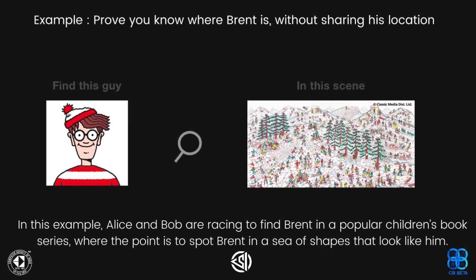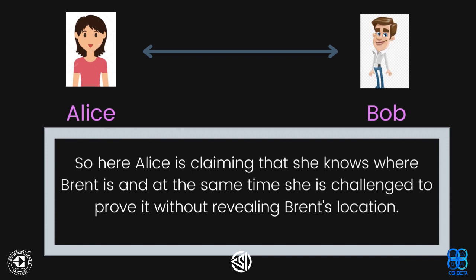This is one of the classic examples to show ZKP in a rather simple way. In this slide, there is a scene, and from this scene we have to find the guy Brent. But the problem we face here is that there are a lot of very similar Brents in that scene. Alice and Bob are racing to find Brent in a popular children's book series. Here you can see that Alice and Bob are interacting. Alice is the prover and Bob is the verifier. Alice is claiming that she knows where Brent is, and at the same time she is challenged to prove it without revealing Brent's location.